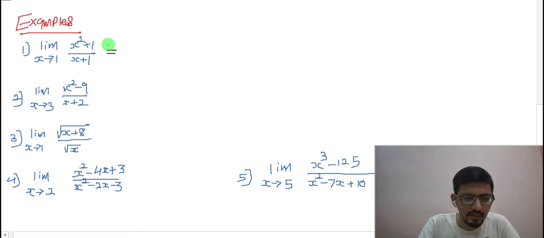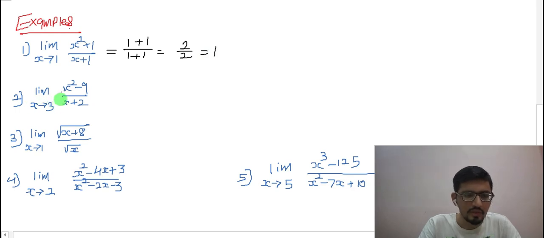When you are applying the limit, you should not write the limit symbol. So here, 1 square plus 1, and in the denominator 1 plus 1. The answer will be 2 over 2, the answer is 1. That means if x is approaching 1, this function is also approaching towards 1 only.